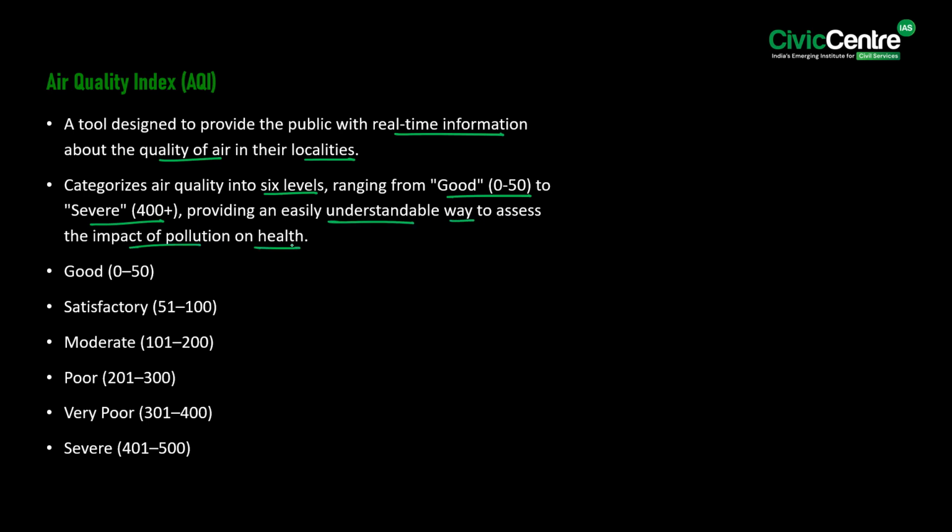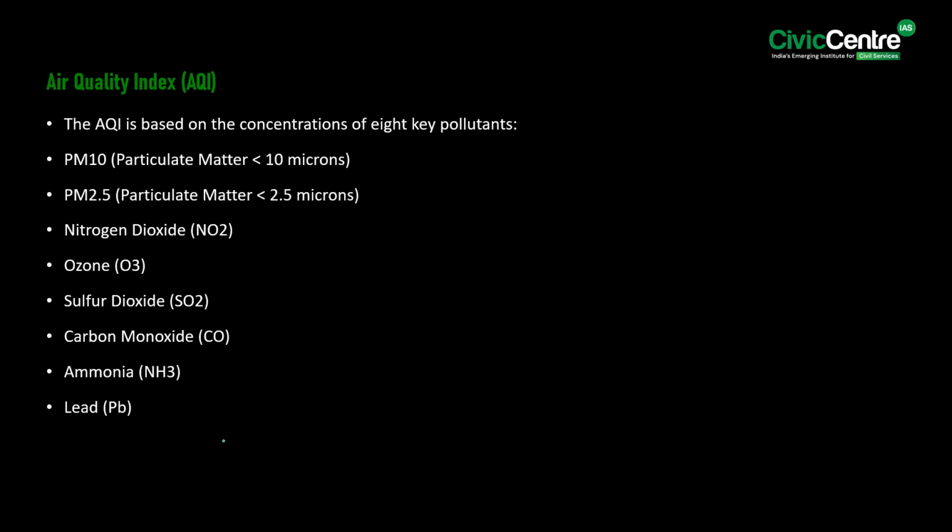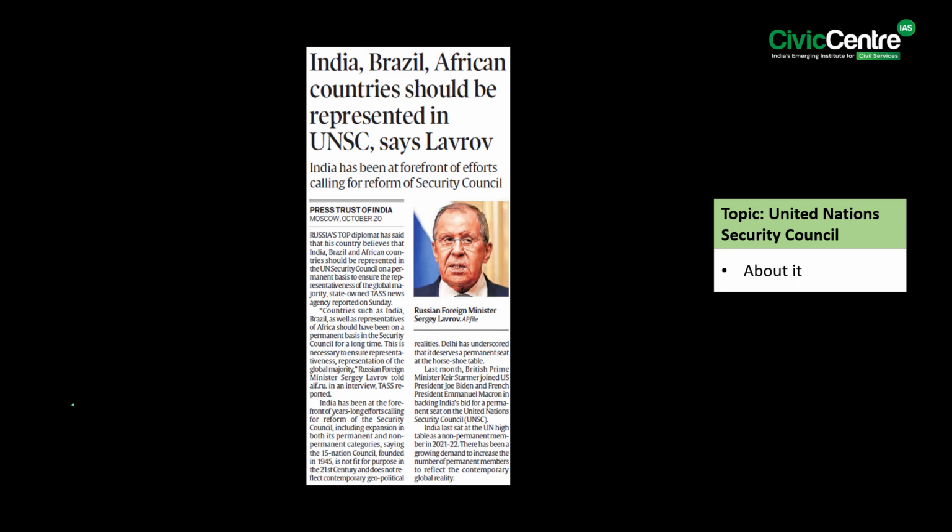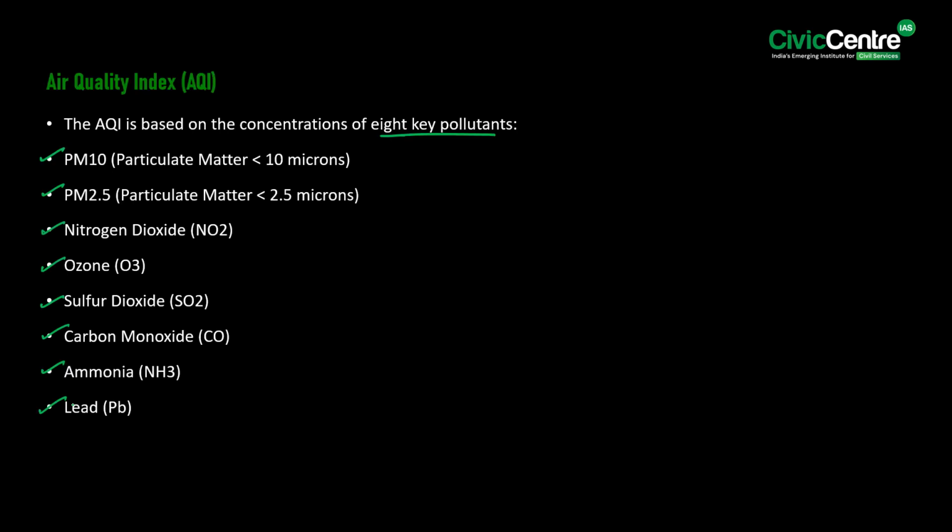So the categories are good, which amounts to 0 to 50, satisfactory 51 to 100, moderate 101 to 200, poor 201 to 300, very poor 301 to 400, and lastly severe amounting to 401 to 500. Significantly, the air quality index is based on the concentrations of 8 key pollutants, which are particulate matter 10, particulate matter 2.5, nitrogen dioxide, ozone, sulfur dioxide, carbon monoxide, ammonia, and lead. Know that each pollutant's concentration is converted into a numerical scale that reflects its health impact, and the pollutant with the highest score determines the overall AQI for that location.